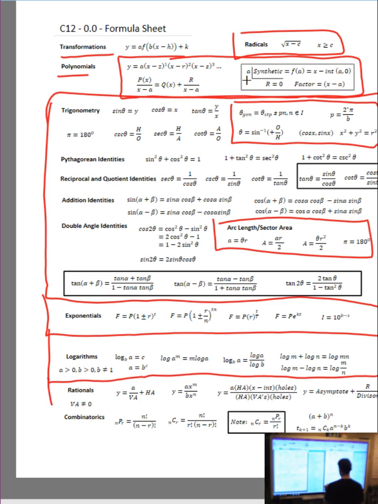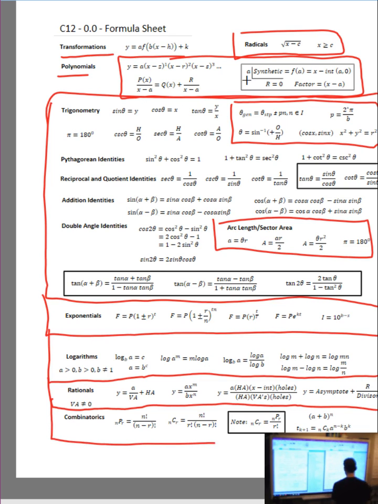And chapter 9 is rational functions down below. And combinatorics is chapter 11. Oh, I don't have a section on chapter 10. All good. There's a review sheet on chapter 10.